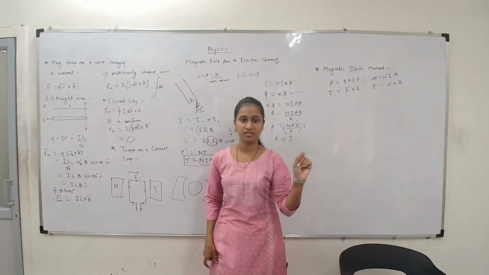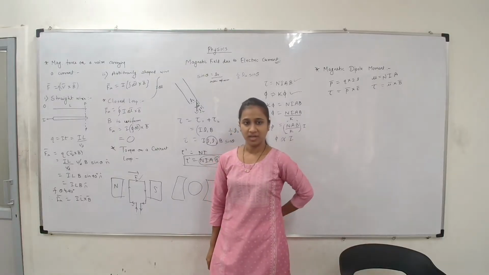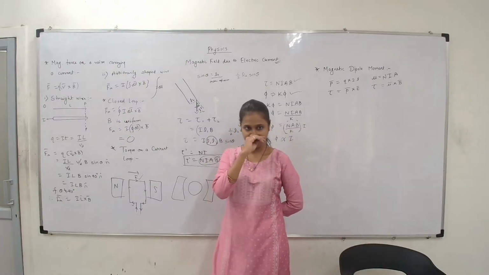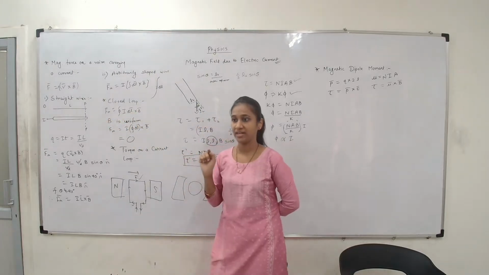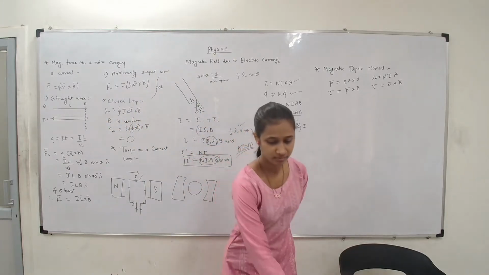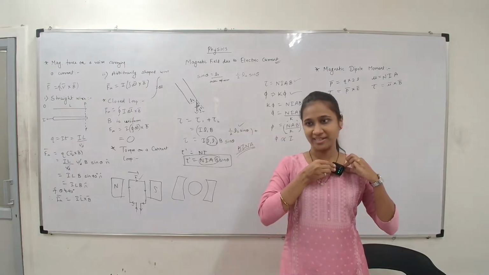Closed loop साठी एक मोठा स्टेटमेंट लिहायचा. Magnetic force acting on a closed loop is always equal to 0, provided the magnetic field is uniform.